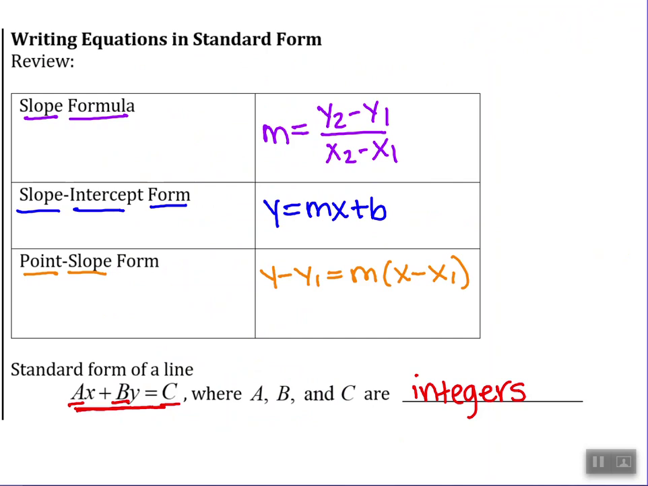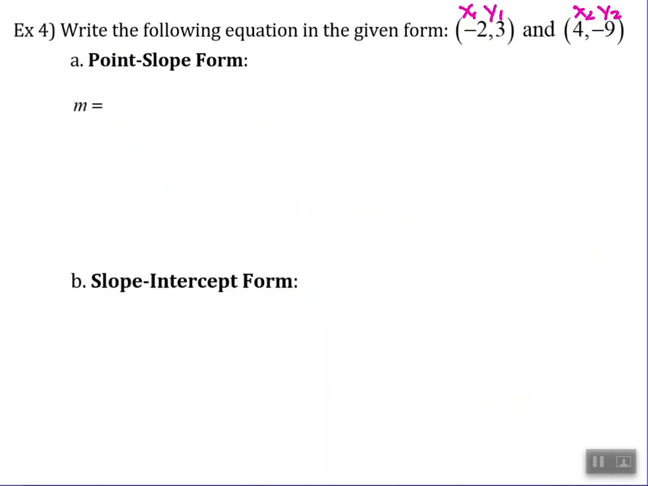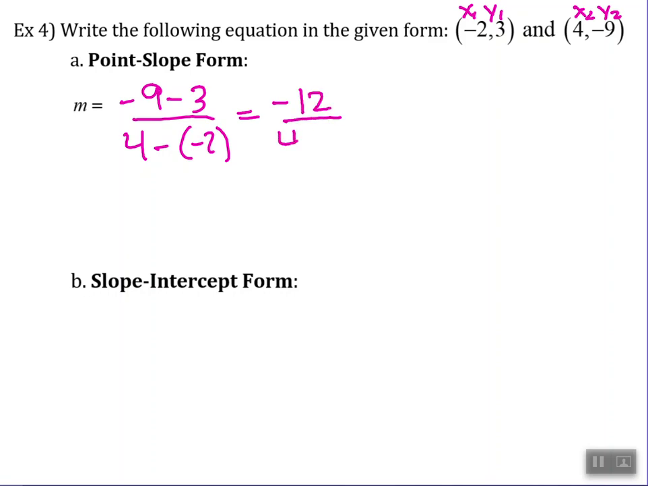We talked about the slope formula here, y2 minus y1 over x2 minus x1. So I'm going to do -9 minus 3 over 4 minus a -2. This gives me -12 over 4 plus 2, -12 over 6, which is -2.